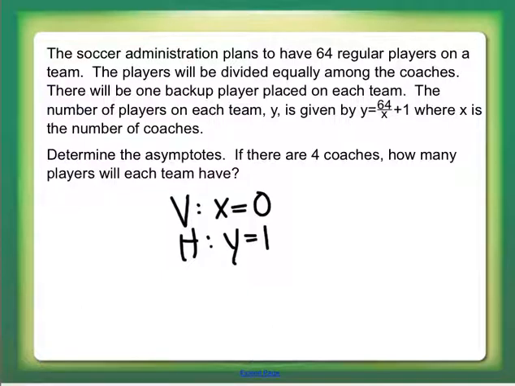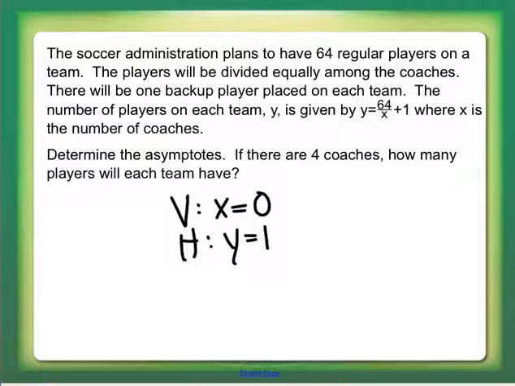So if we have y number of players, so 1 player, that is not going to work out with any value of coaches. Whereas our number of coaches, we couldn't have x as 0, so 0 coaches, that wouldn't work for those 64 players. Okay?